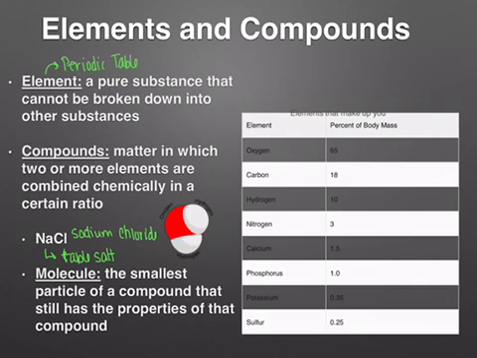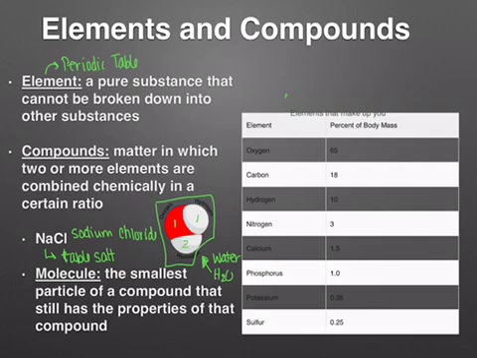Another example of a compound is this image right here, which is water. We know it's water because it has one oxygen atom and two hydrogen atoms, for H2O. A molecule is the smallest particle of a compound that has the properties of that compound. So this is one water molecule. If we had a second image, that would make two water molecules.